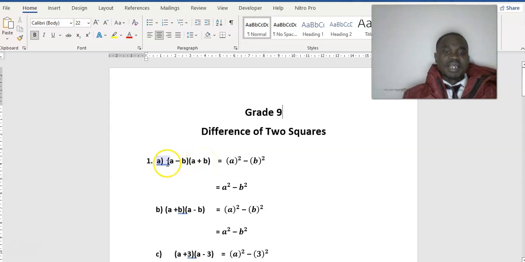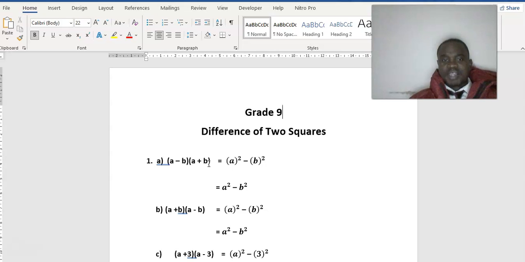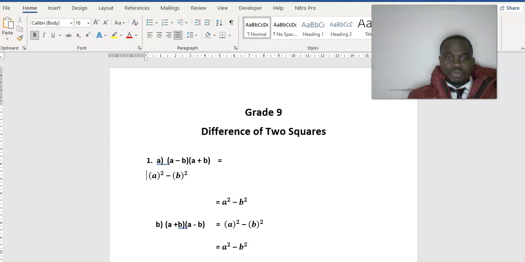When you have something like this, remember we learned how to expand this one, isn't it? You know, a times a is a squared, a times b is ab, minus b times a is minus ab, and minus b times b is minus b squared. We did this in class, so I'm not talking much about that. I'm going to do one, then the rest I'm not going to do. So let's look at that one.